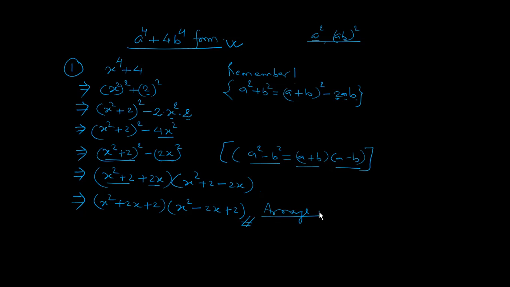In the last step we have to arrange the terms. So (x² + 2x + 2)(x² − 2x + 2). In this way we find the factors.